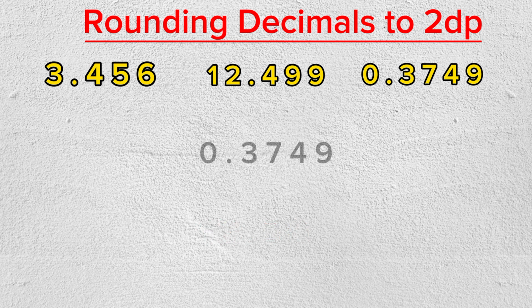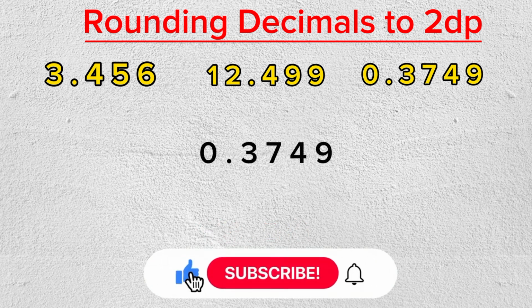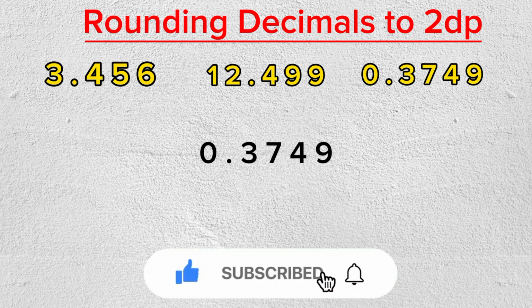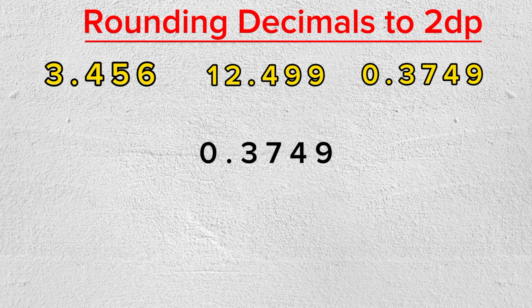Number 3, 0.3749. The digit in the second decimal place is 7, so we look to the right. The digit at the right is 4, which is less than 5. We keep the digit in the second decimal place the same. Remove other digits to the right, and the answer is 0.37.